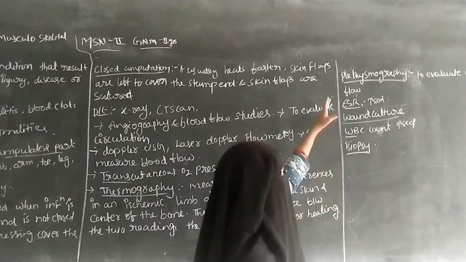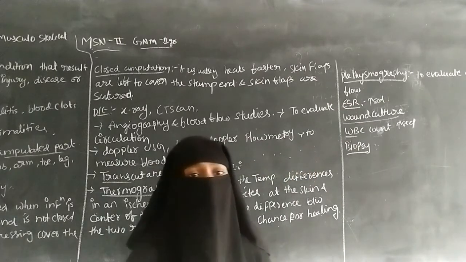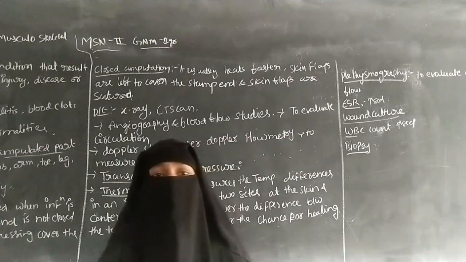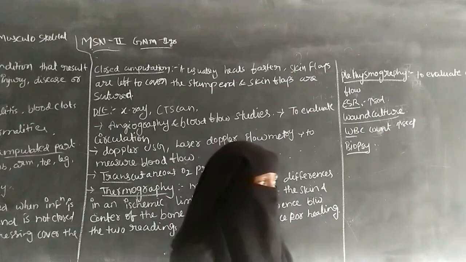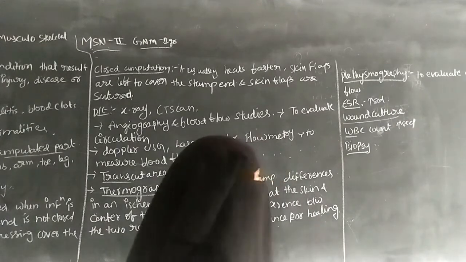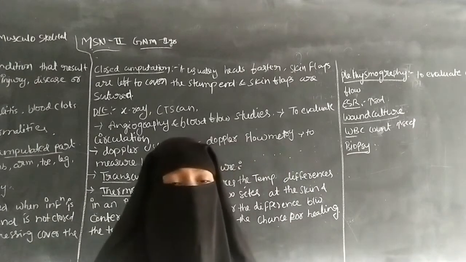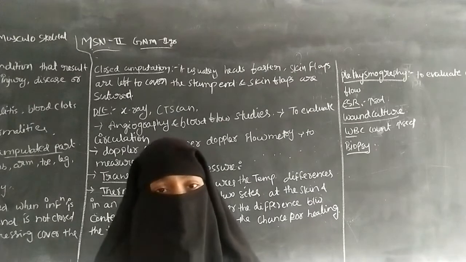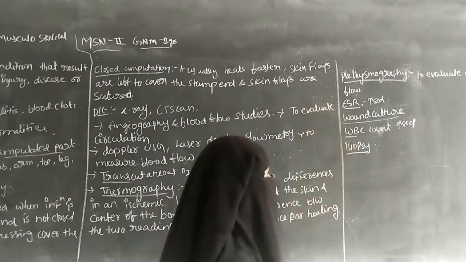So plethysmography can be used to evaluate the arterial flow, and whether the oxygen supply to the tissues is adequate or not, we can identify by plethysmography. And it can be used to diagnose how much oxygen is present in the lungs, and we can identify that by plethysmography.